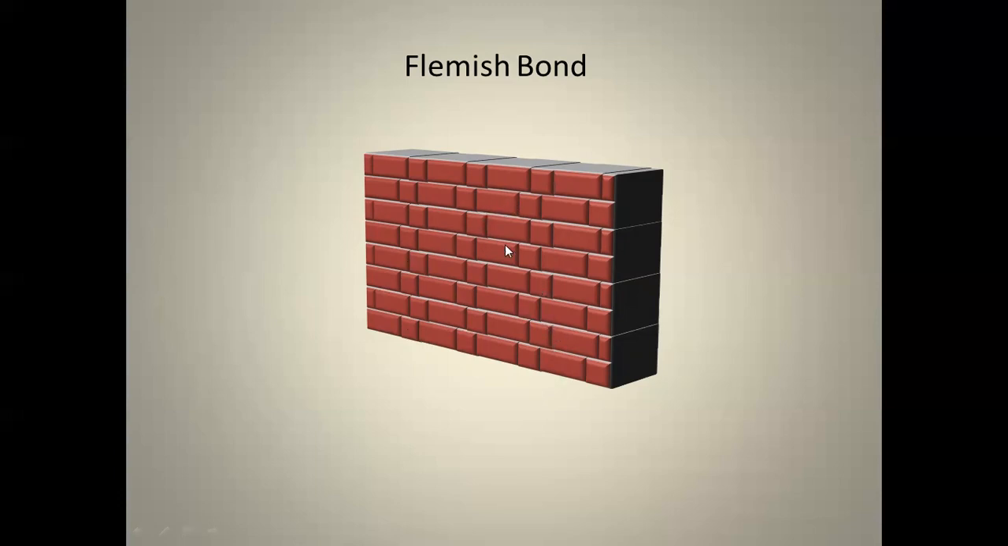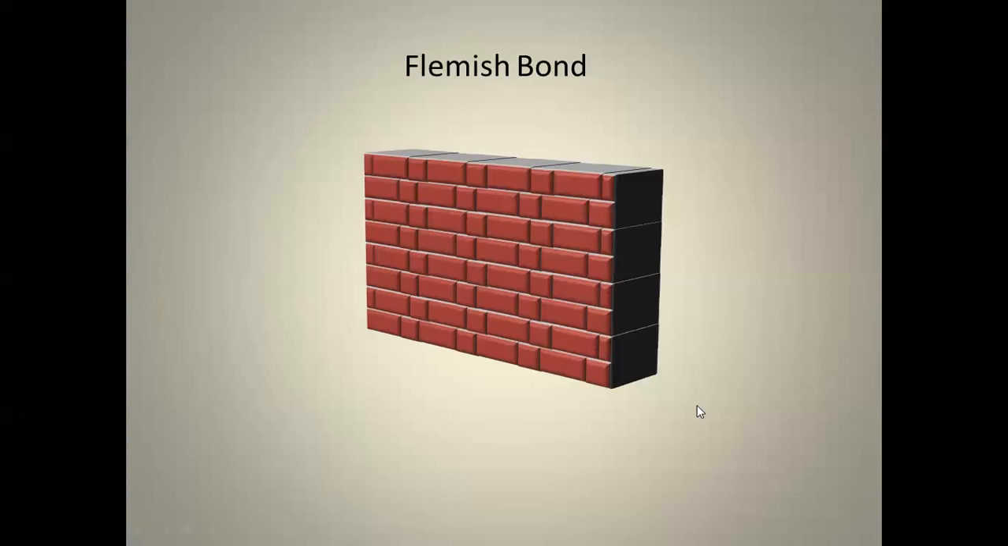So the key points in the Flemish bond are: in a single course it will be alternate stretcher and header, and the thickness of the wall will be double that of the stretcher bond. In the Flemish bond, the alternate rows should start with a queen closure to stagger the vertical joint. This can be used for external as well as the internal partition walls.